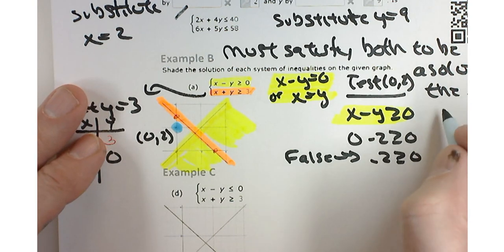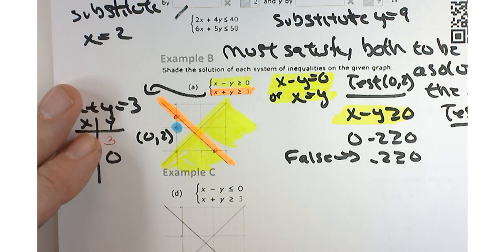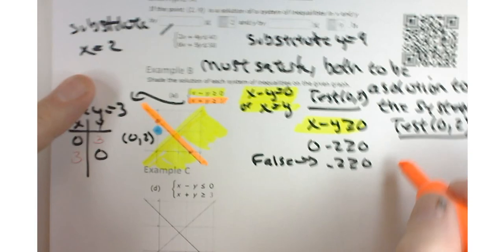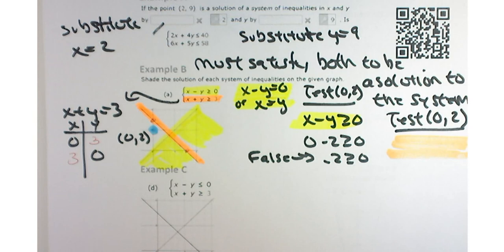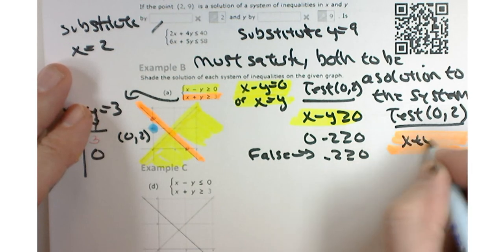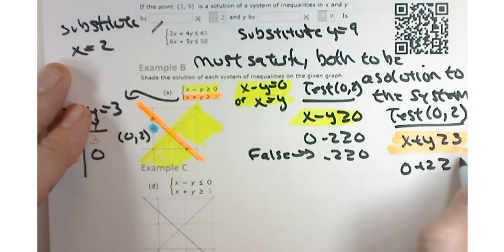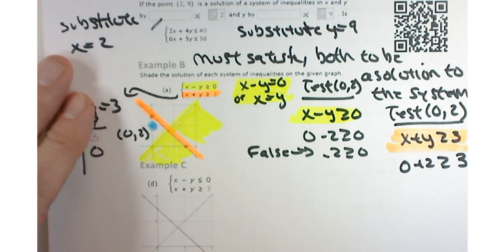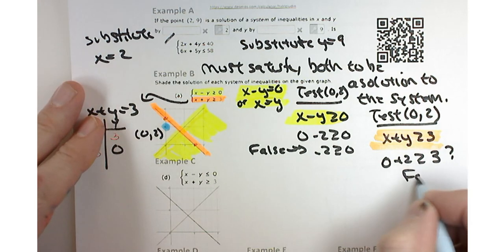Okay. Now, how about the second one? Let's test 0, 2 in that one. And this time we're going to test it in the second inequality. So it's going to be x plus y is greater than or equal to 3. Is 0 plus 2 greater than or equal to 3? Yes. Oh, for 2. Man, rough day. 2 is not greater than 3, so that's false.